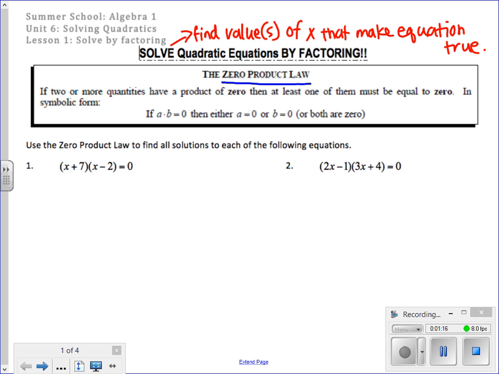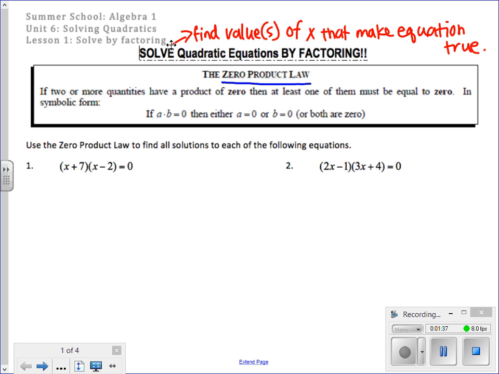Let's use the zero product law to find all solutions to the following equations. Number 1 and 2 start out just very simply for you. They're already polynomials in factored form. Remember we would do split the middle or difference of squares or GCF in order to get this setup where we had two binomials multiplied by each other. This example starts with the two binomials, and we're just going to show you how the zero product law works.